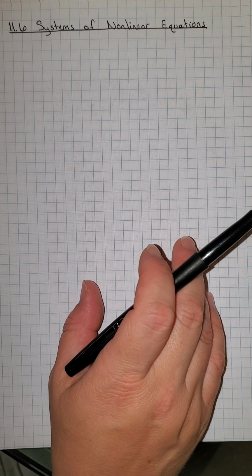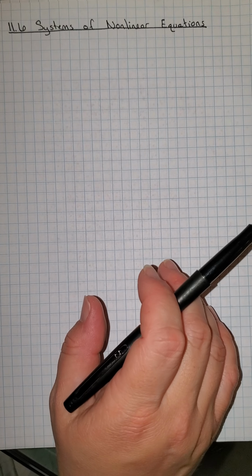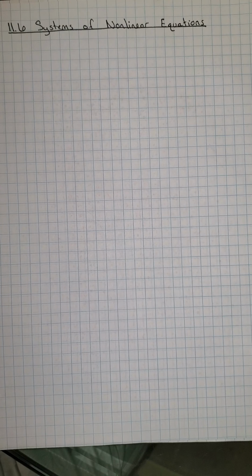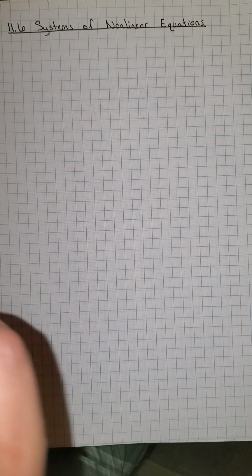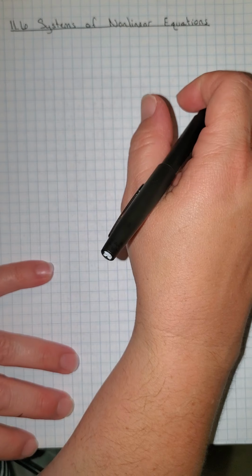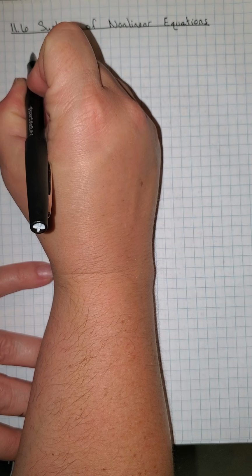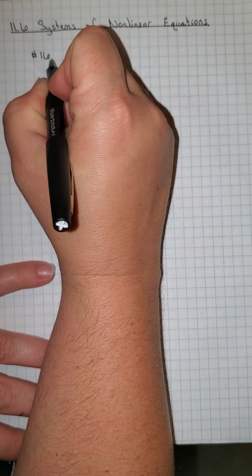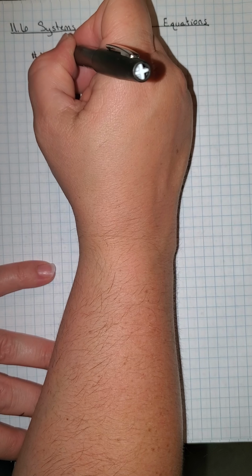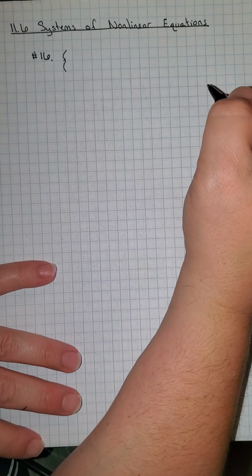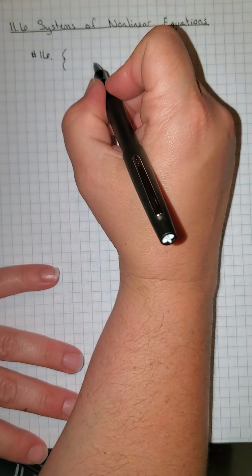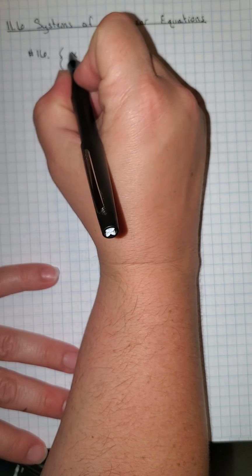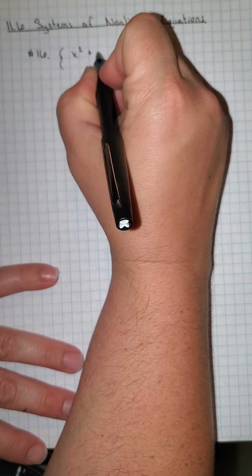All right, so 11.6 is systems of nonlinear equations, and you actually did a section like this in college algebra, except these are a little bit harder, I'd say, but you're not going to use matrices for these. They're in this chapter because they are still systems, but you can't use matrices for these. So you're just going to have to do them the same way we did in 11.1, where you just get rid of variables and figure out what they could be.